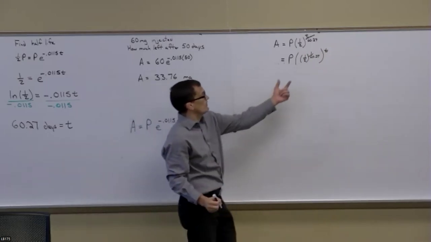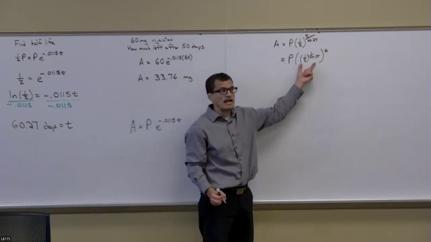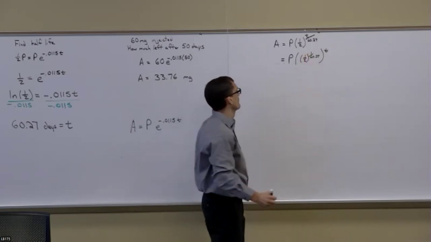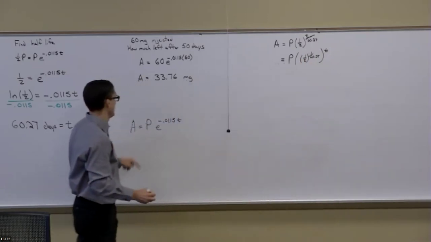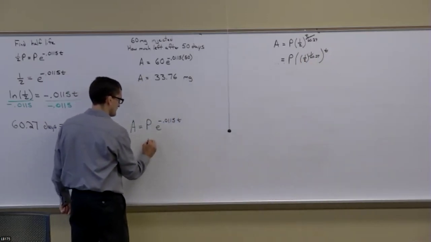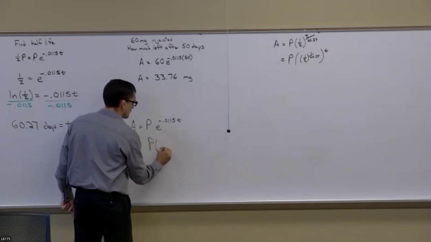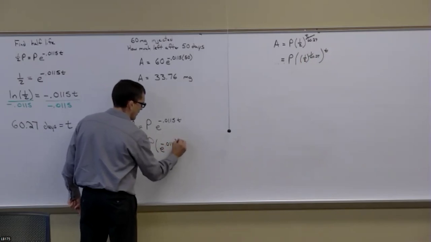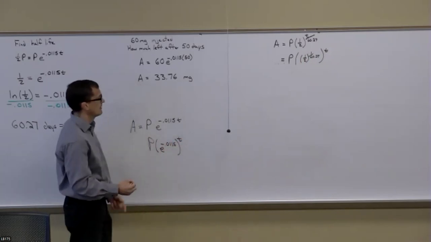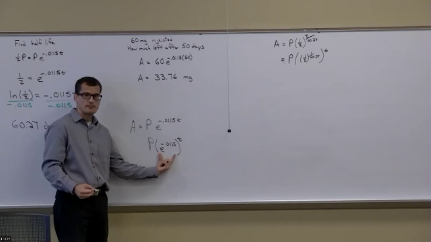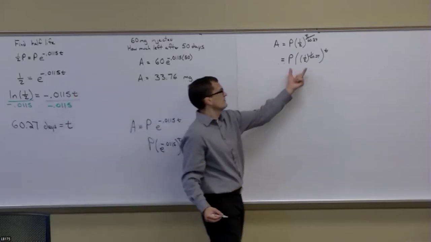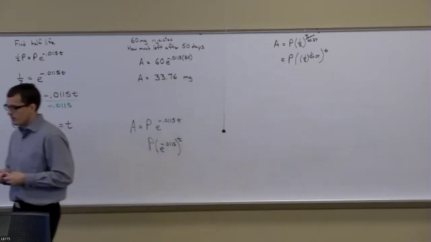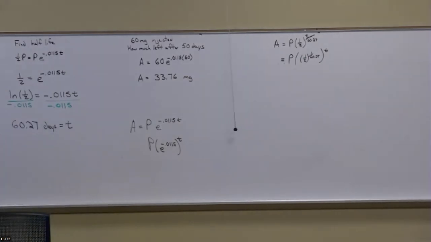I could figure out what this number is. Take 1/2 to the 1 over 60.27 power. And then I could take this one, and this we could rewrite as e to the negative 0.0115 all raised to the t power. So I could see if this number as my base is the same as that number as my base. And we'll type this into the calculator.